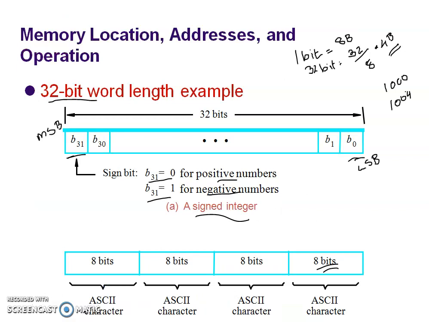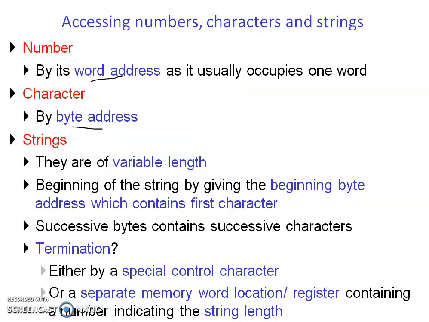Why? Here, one ASCII character will be taking 8 bits, which means that it is 1 byte. Similarly, the second ASCII character is 8 bits. So one character will be placed in 1000, the next character can be placed in 1001, then 1002, 1003, and it goes on like that if we are accessing or storing any characters. Similar is the case with a string also.